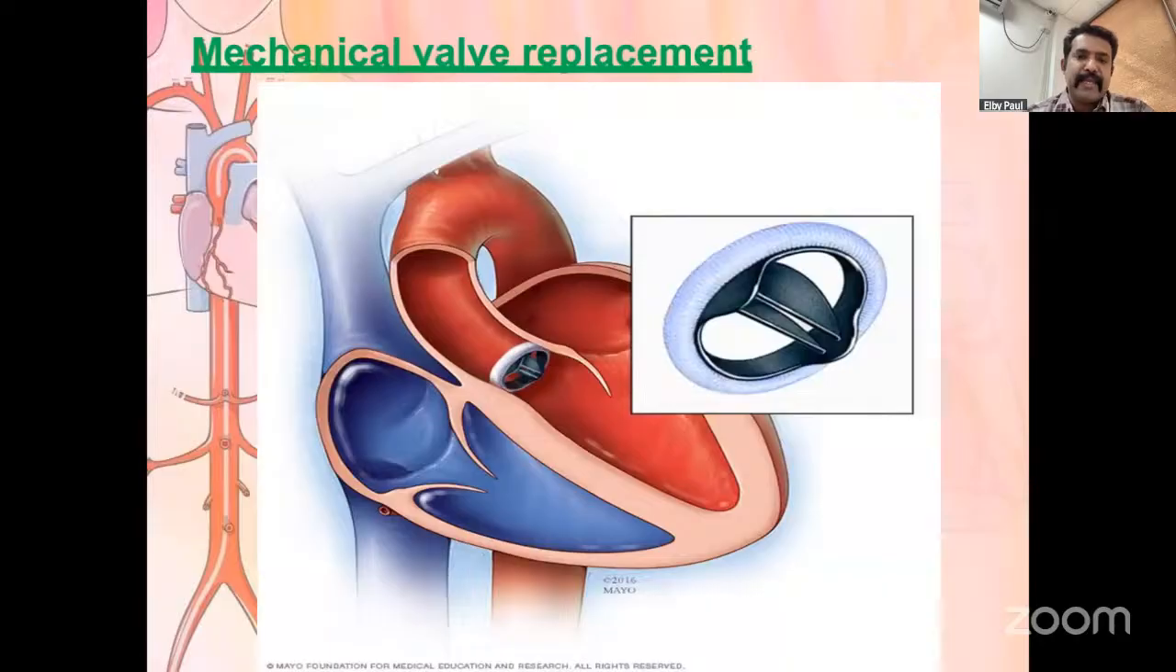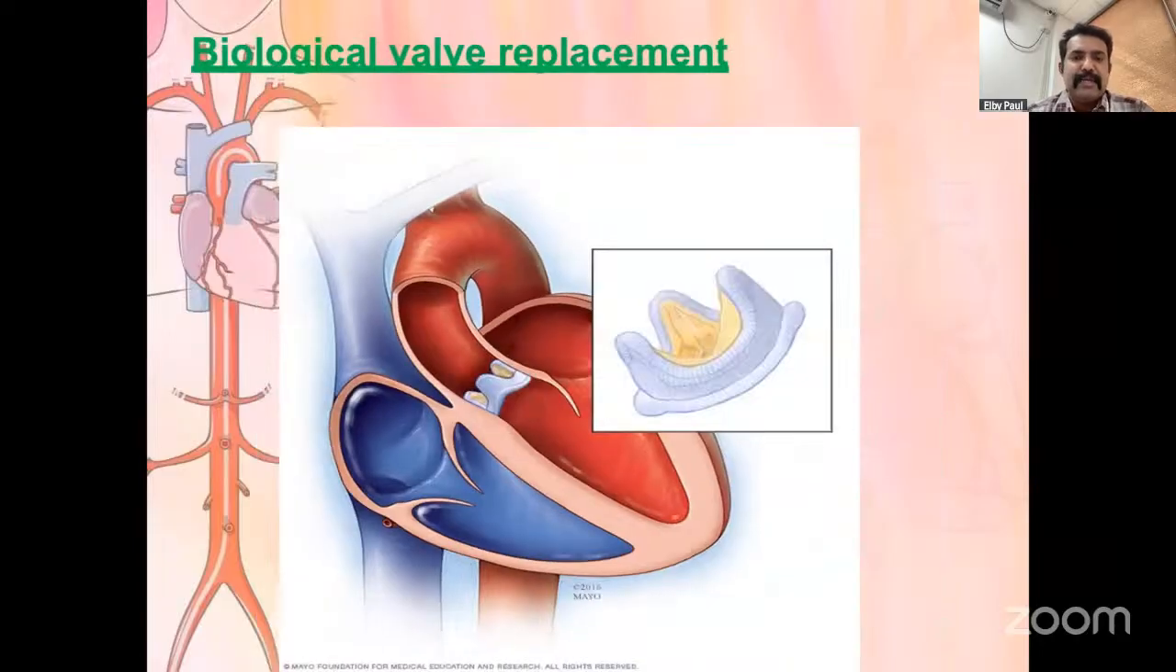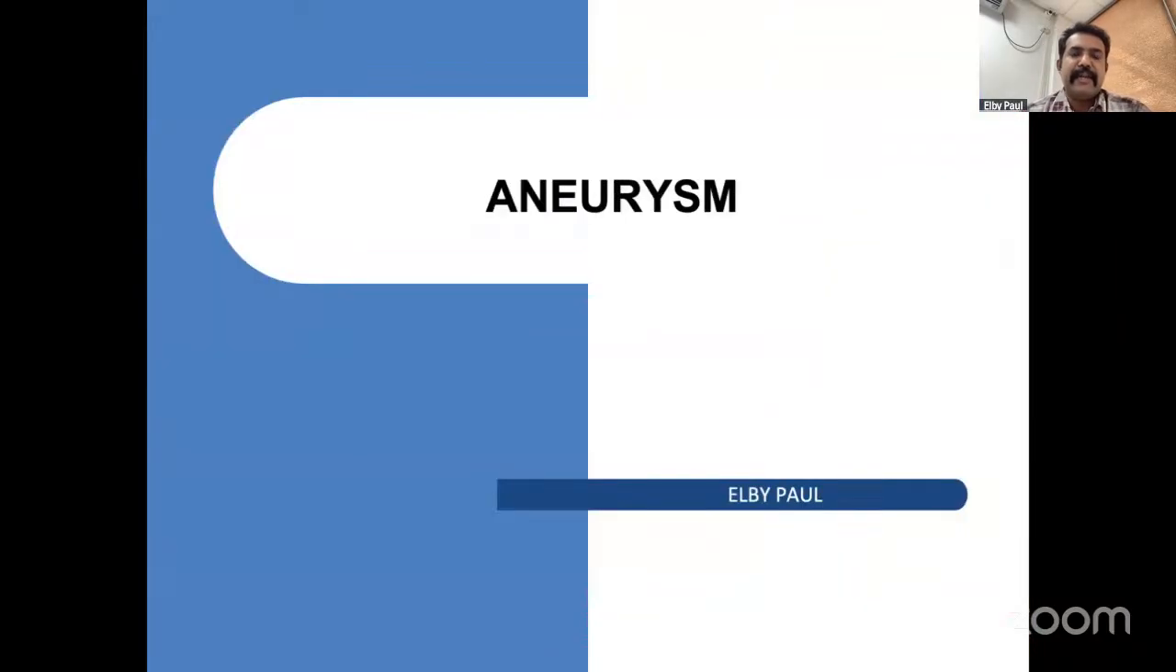ठीक है, मैकेनिकल वाल्व रिप्लेस हम वहाँ पे कर सकते हैं. This is a tissue valve. टिश्यू वाल्व ऑब्वियसली कॉस्टली है लेकिन उसकी लाइफ एक्सपेक्टेंसी ज्यादा है. ठीक है, तो ये भी यूज कर सकते हैं. नेक्स्ट इज एन्यूरिज्म. Time is running, so I have to run more speed.